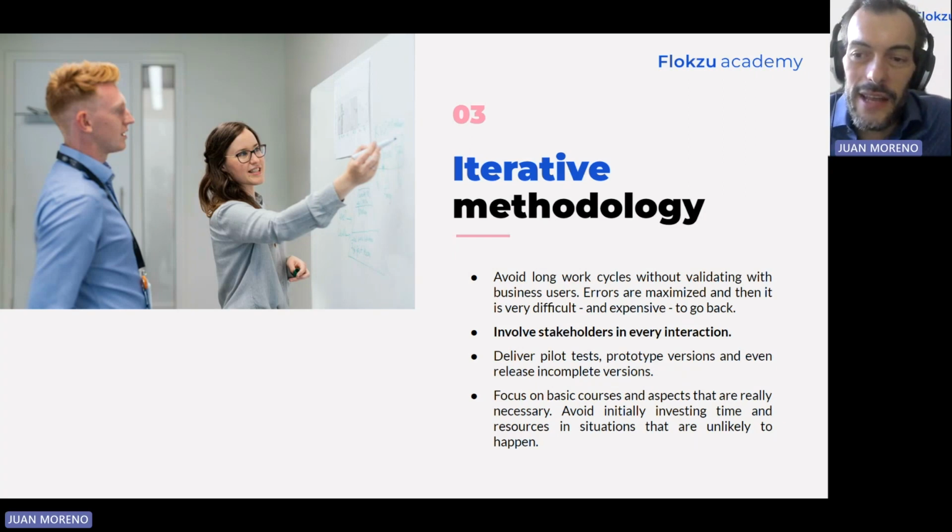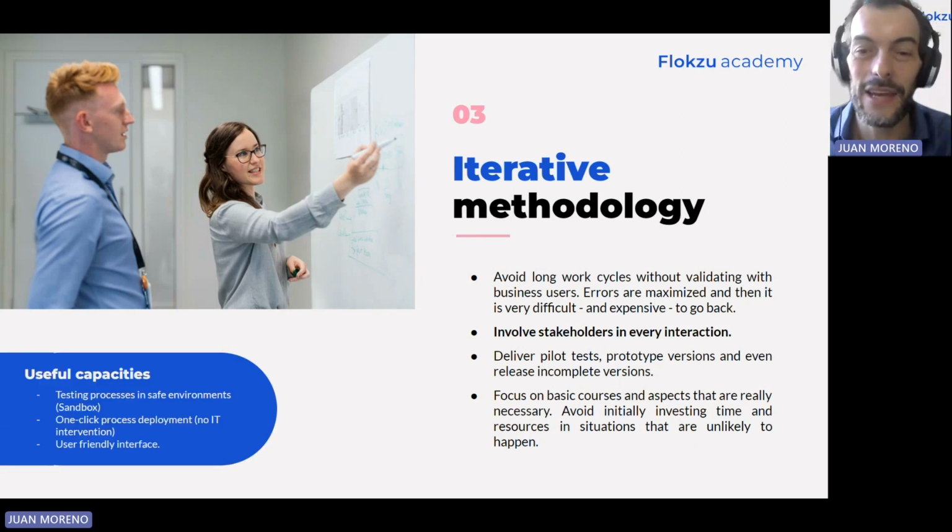Next point is iterative methodology. You need to iterate, involve your stakeholders in the process automation effort, show them results, get their feedback, and show the change quickly. There you can find some useful capabilities that will help a lot. For example, having a practical way to test your processes in a safe environment using a sandbox is a really useful tool to modify your processes, show the results, and then adjust again and again and again.